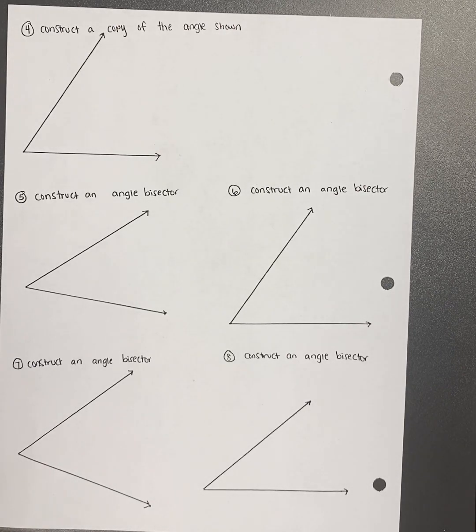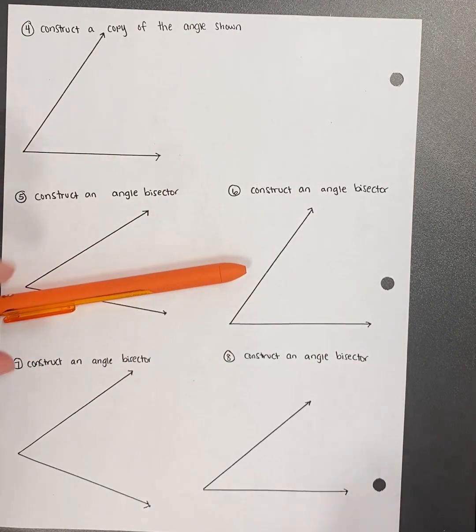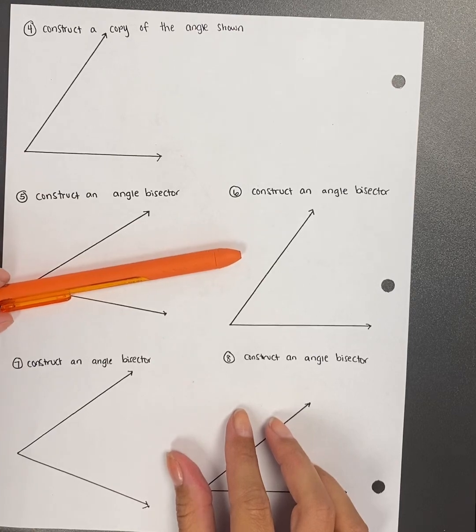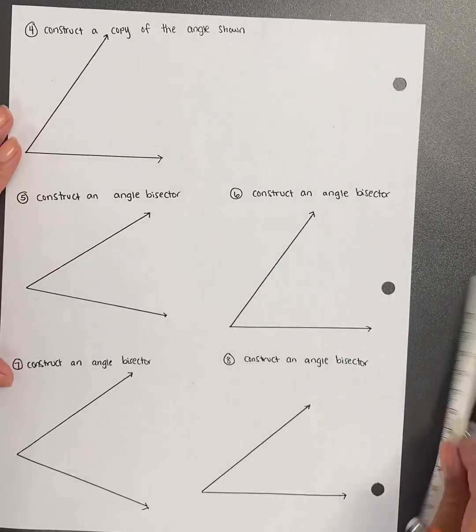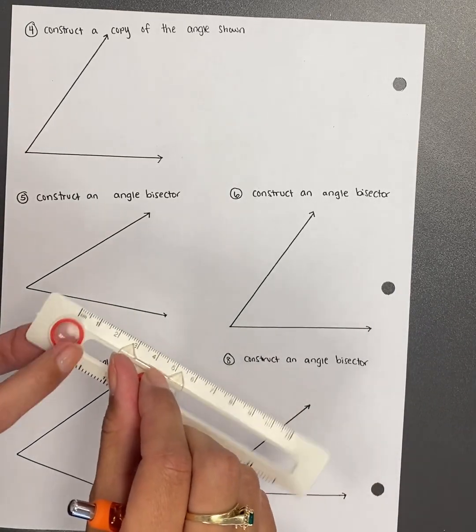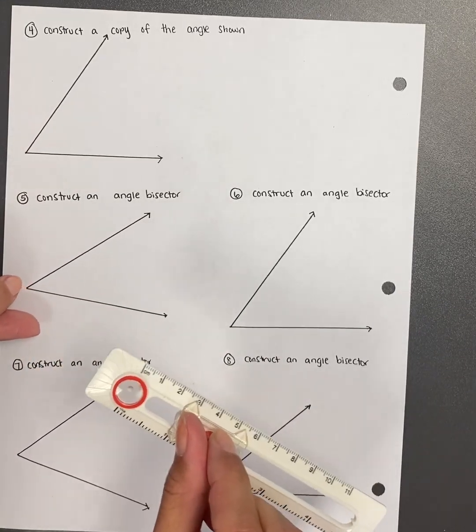So the idea is I need to figure out where I should put my line smack dab in the middle. And you're like, well, I'm just gonna draw a line in the middle and then it's gonna be the angle bisector. No, okay, so we're gonna construct it. So we're gonna take our little compass and we're gonna put the compass part on the corner of the angle once again.